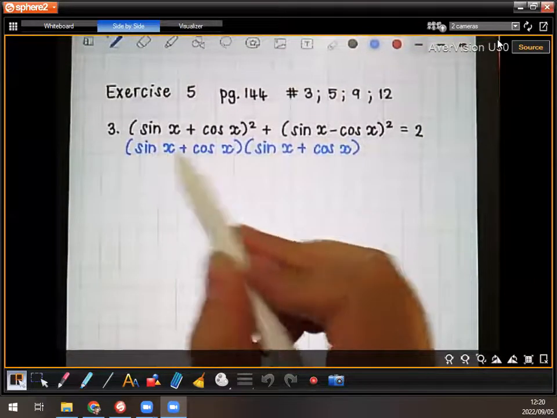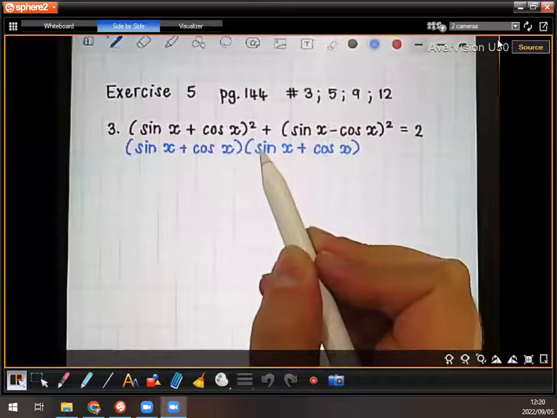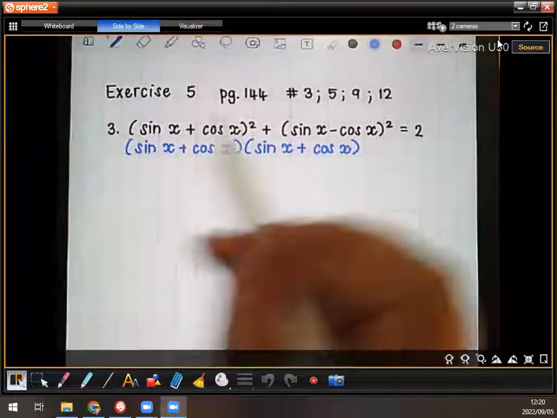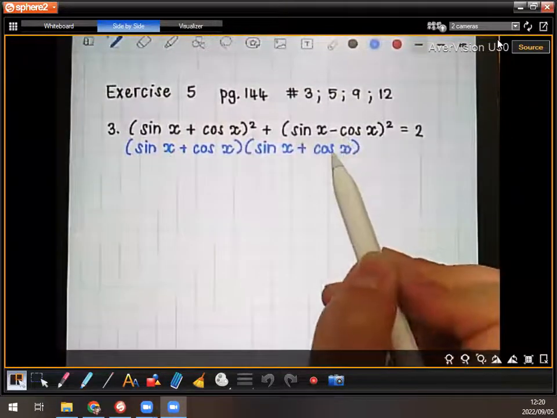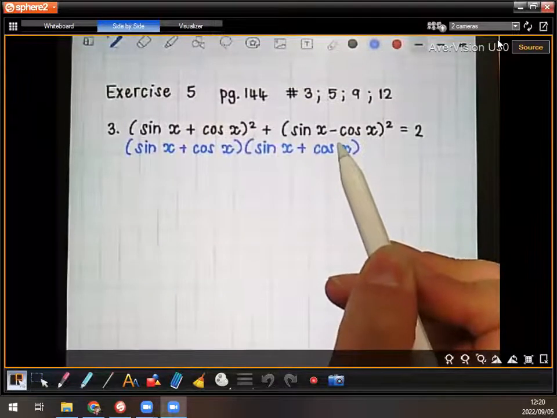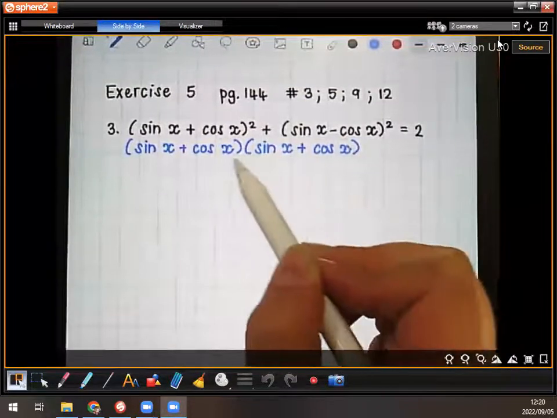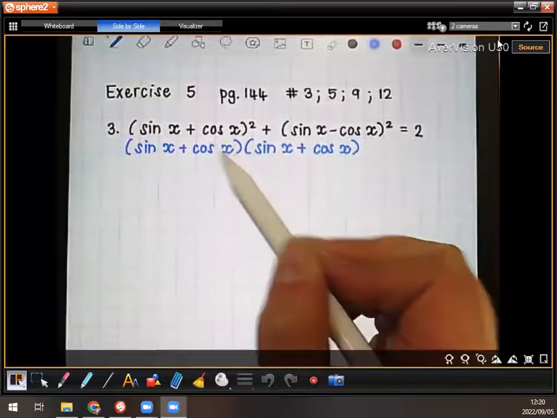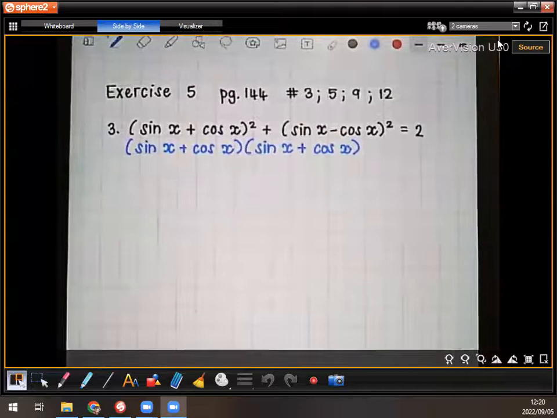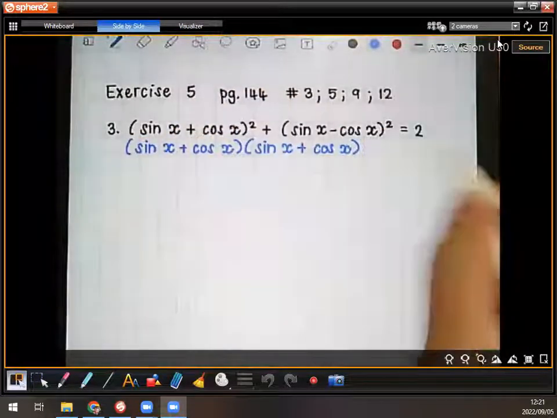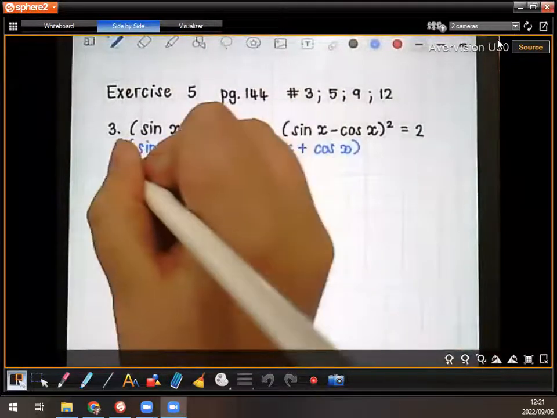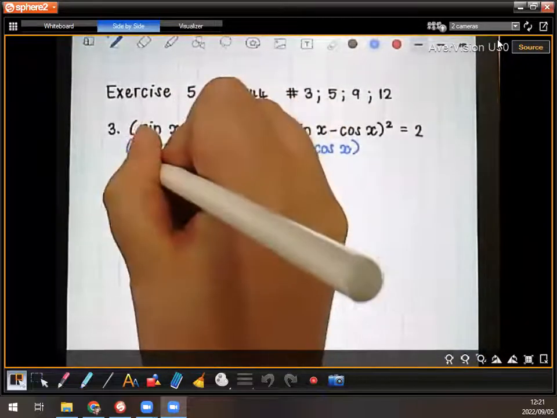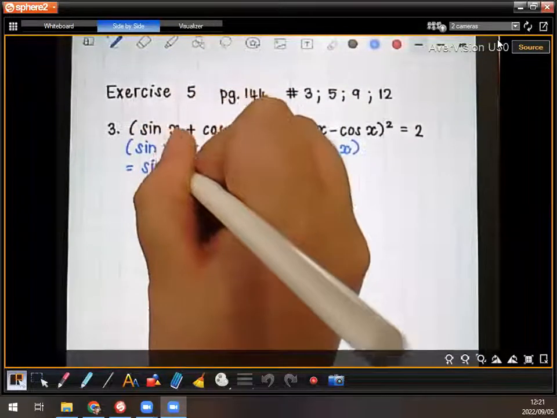So you're going to say sin x times sin x is sin squared x. Outer is sin x times cos x is sin x cos x. Inner, cos x times sin x again is sin x cos x. And cos times cos is cos squared. Alright, should I just do that? It's obviously not the whole thing, right? I'm just helping you with the first bracket. So sin times sin is sin squared x.